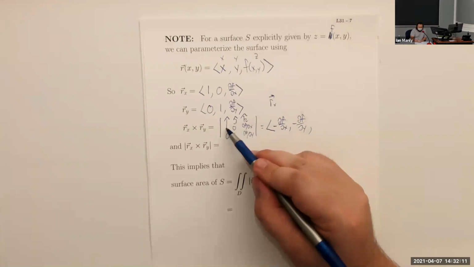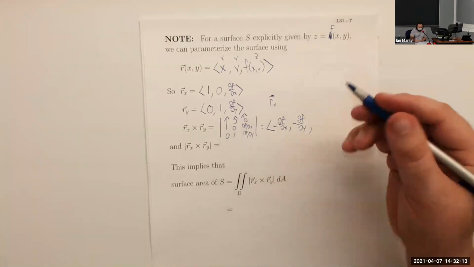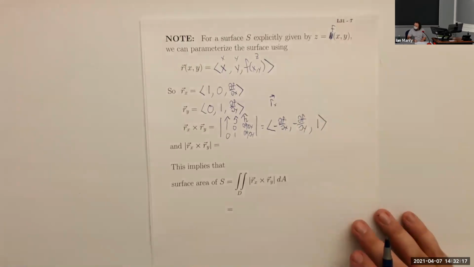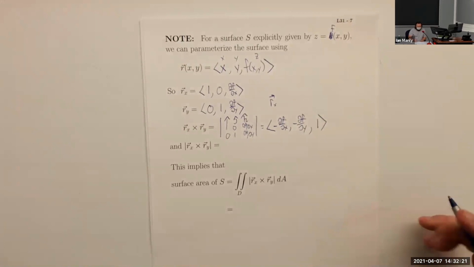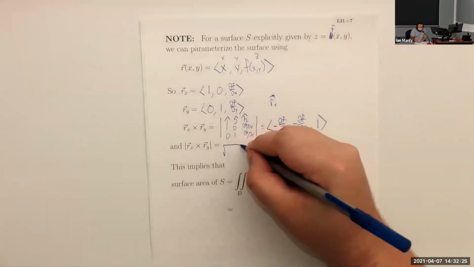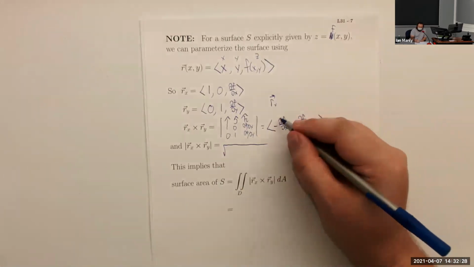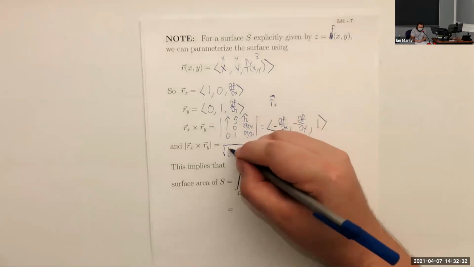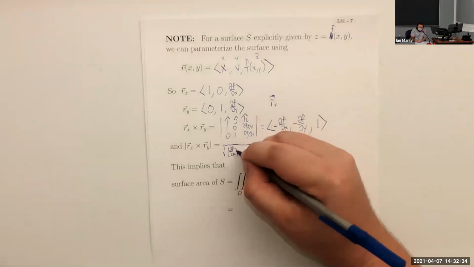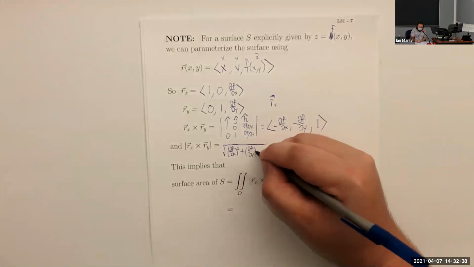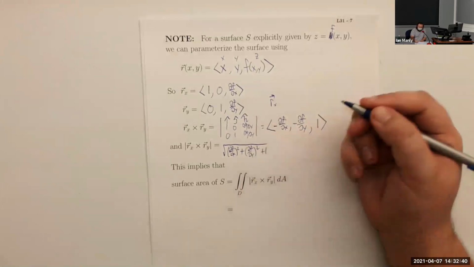And then for k, we have 1 times 1 minus 0 times 0. So that's actually just going to be 1, no matter what, right here. All right, so there we go. We have this as our cross product. Now the magnitude of this cross product is the square root, and then we square each of the components and add them together. So we have partial f, partial x squared, and then we have partial f, partial y squared, and then we have 1.